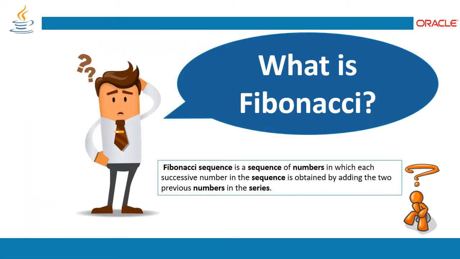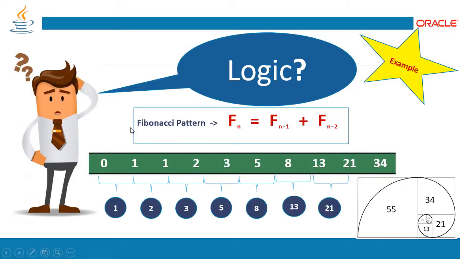So what is Fibonacci? The Fibonacci sequence or series is a series of numbers in which each successive number in the sequence is obtained by adding the two previous numbers in the series. In simple words, the next number is found by adding up the two numbers before it. To understand it better, you can take a look at this one.